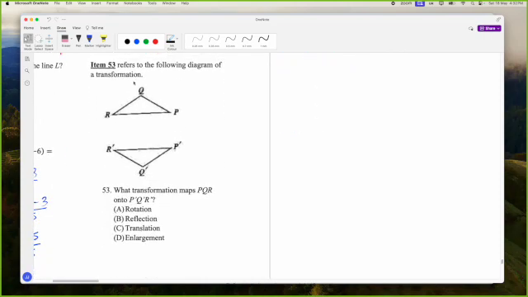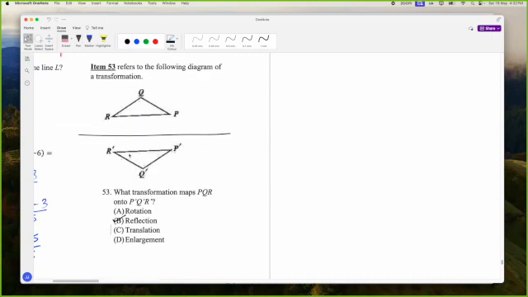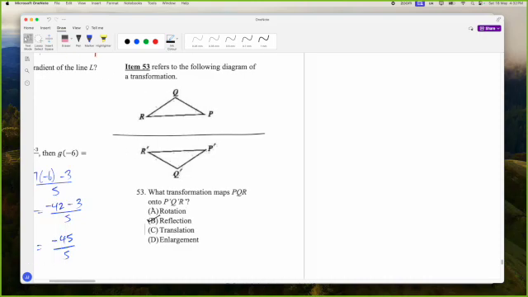This refers to the following diagram of a transformation. I could see that this is a reflection. The transformation that maps that to that is a reflection. Let me see. R to R prime, P to P prime, Q to, yep.